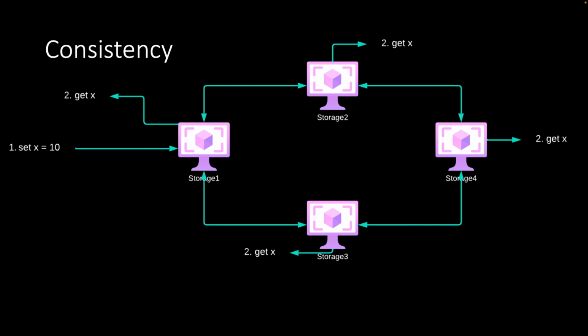So, first is consistency. The definition of consistency is very simple. That is, if you set a value to any of the nodes, you should be able to get the same value the next moment itself. Let's say in this case, if I write the value of x as 10 in this node, I should be able to get the same value from any of the nodes.